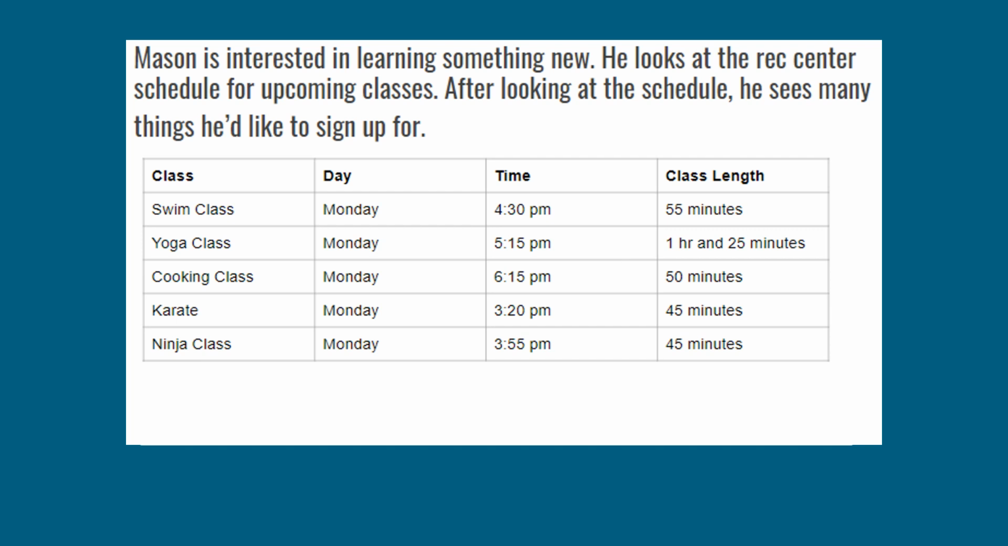Now we have some new information to think about. Mason is interested in learning something new. He looks at the rec center schedule for upcoming classes. After looking at the schedule, he sees many things he'd like to sign up for. Think about what you just heard. Retell it in your own words.